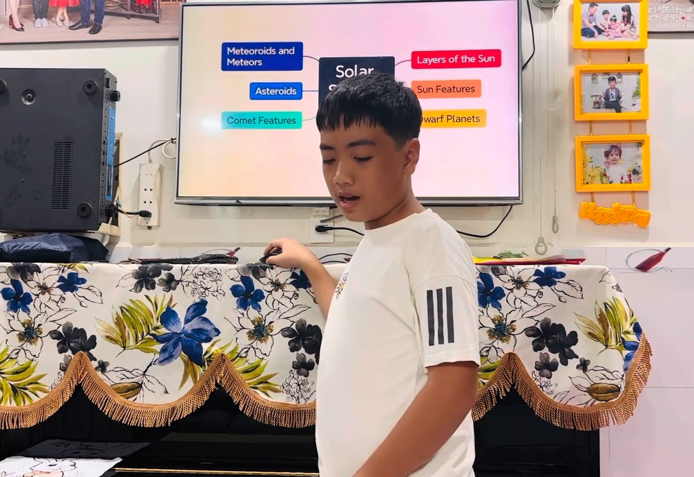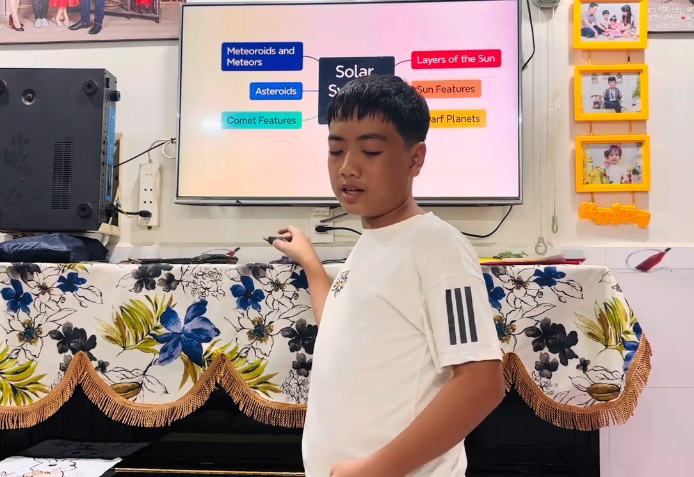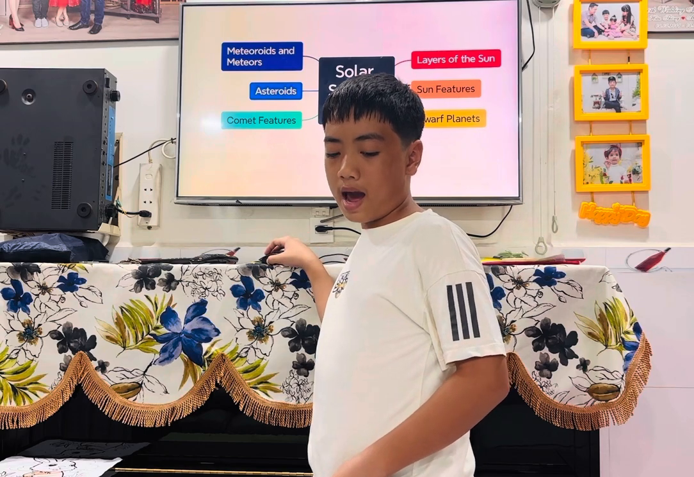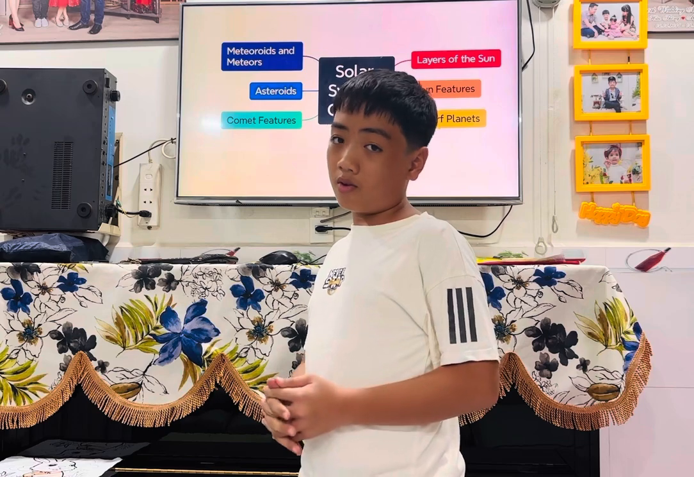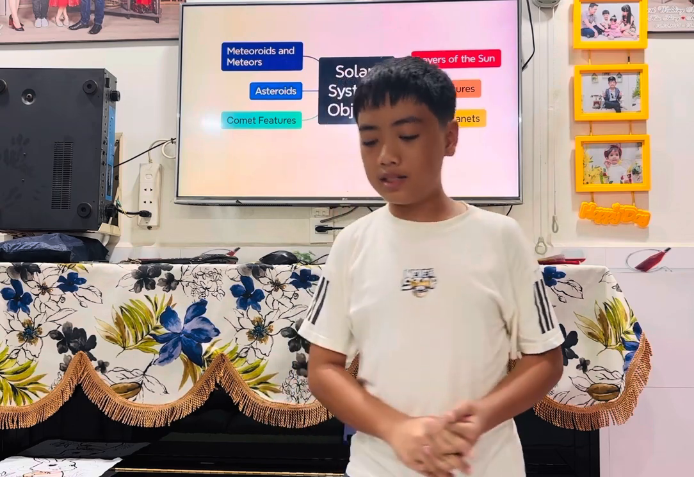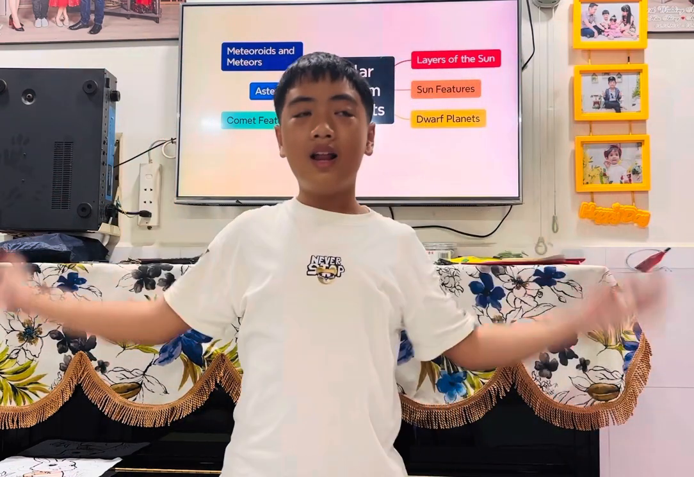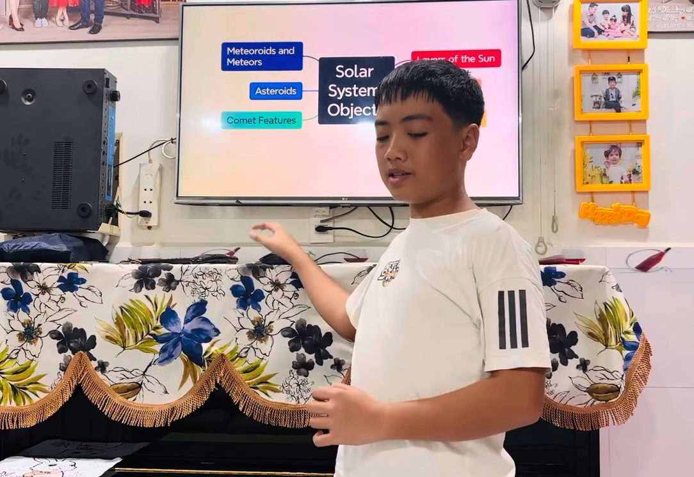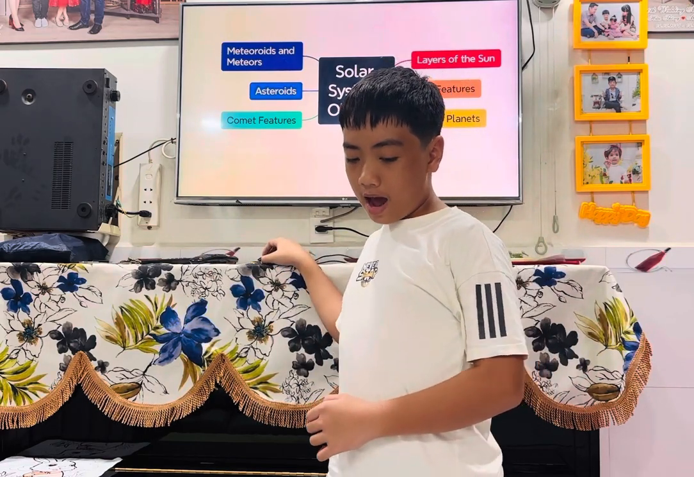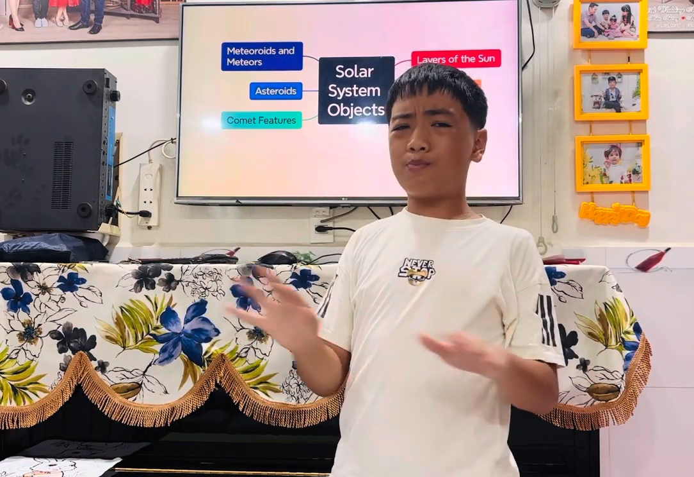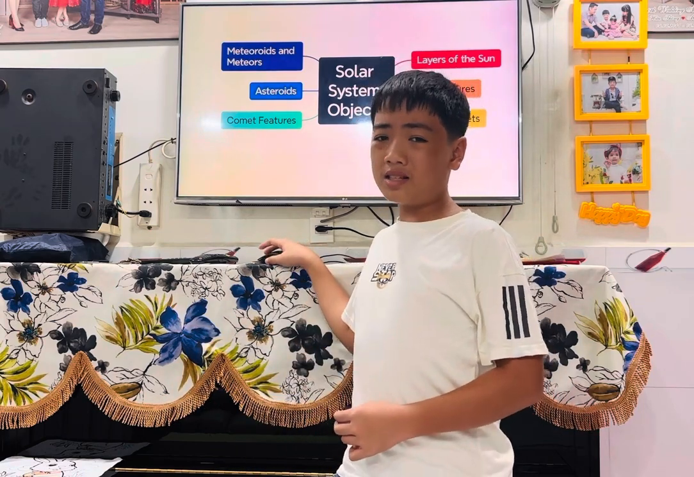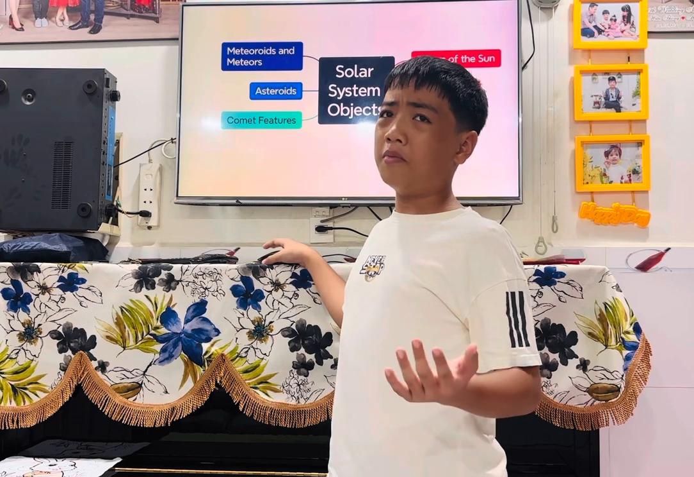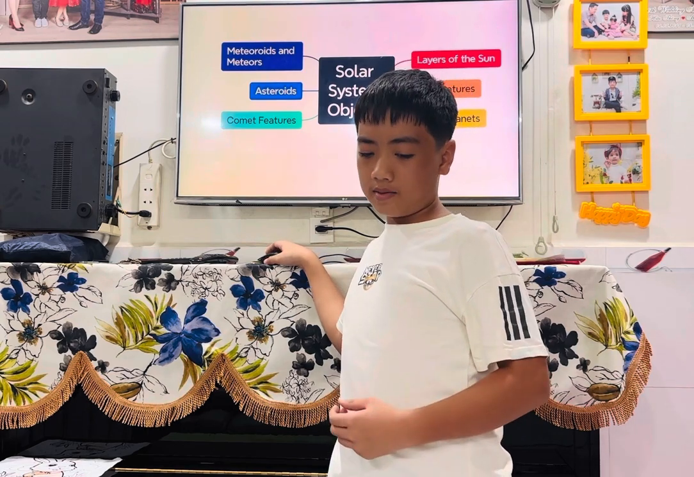Next is the sun features. So first, we have the corona. During an eclipse, you can see it. It's the halo, like an angel's halo, that surrounds the sun. Then we have the sunspot. Those are the spots of the sun that are cooler and you can see them easier because they're cooler. They're going to look bluer, yes.